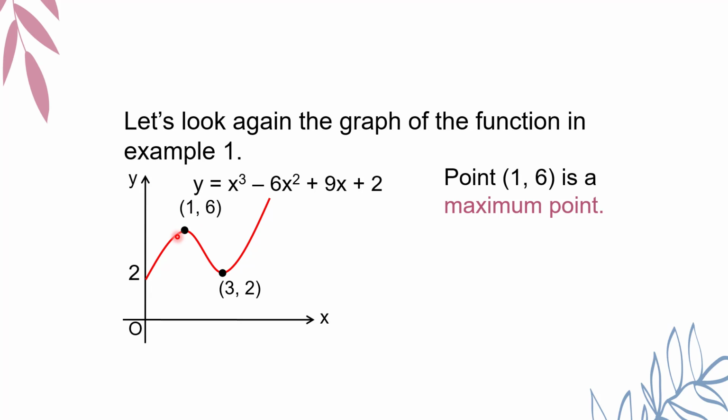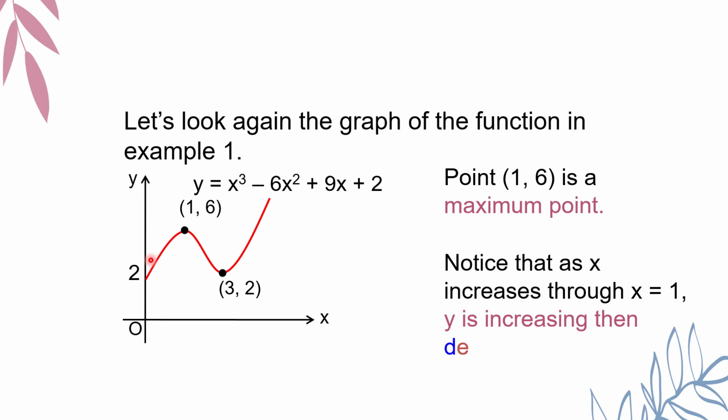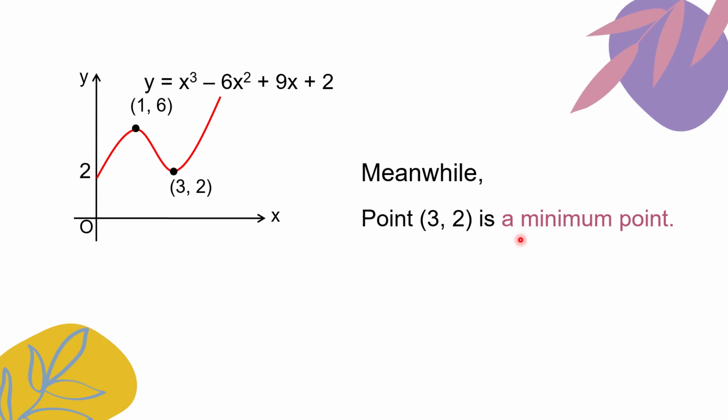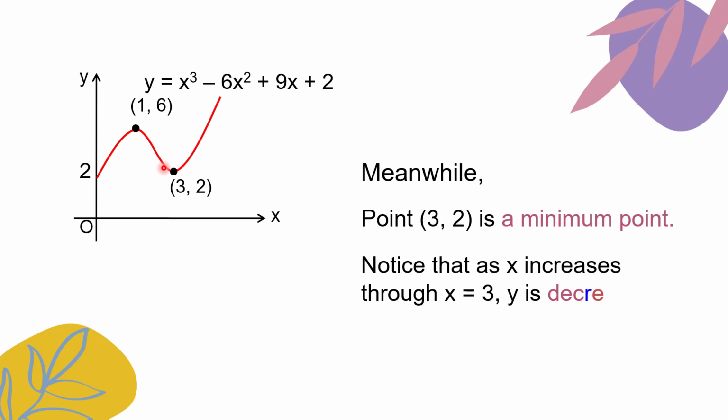Why is it a maximum point? Because as x increases from left to right through 1, y is increasing and then decreasing. So you can also notice that this is a point of maximum compared to its neighbors. This is also called the stationary point of maximum. For this (3, 2), this is a minimum point. As you can see from left to right, through x equals 3, the y value decreases and then increases.